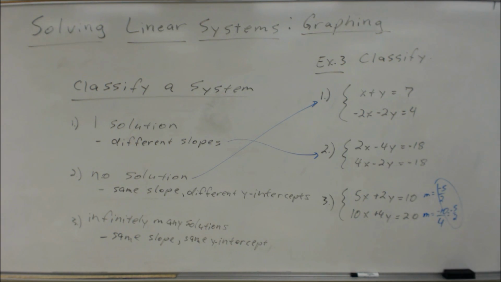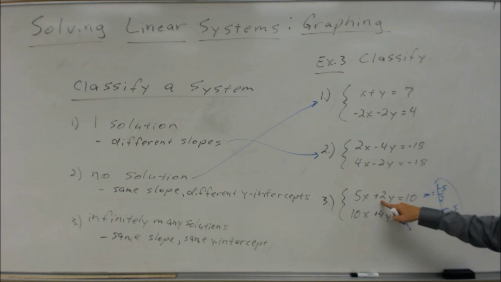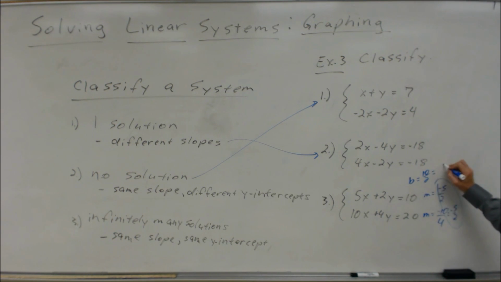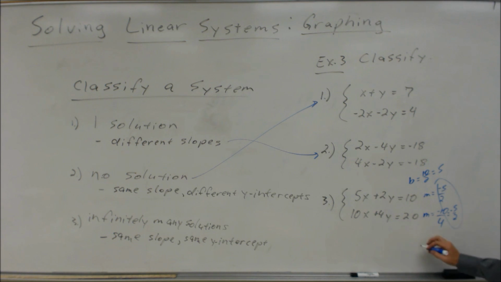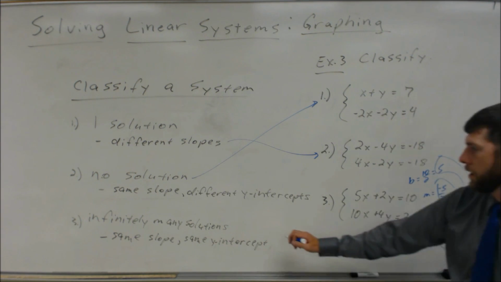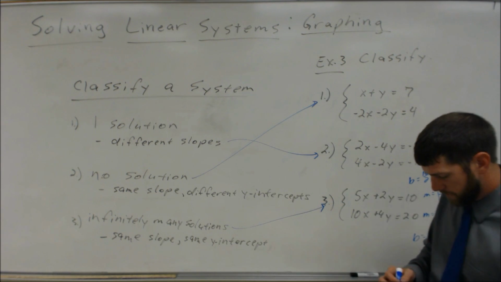So let's check the y-intercepts. Y coefficient into the constant. So b is 10 over 2, which is 5. Here, the y-intercept, y equals mx plus b, is going to be the constant over 4, which is, again, 5. We can see that the y-intercepts are the same. So same slope, same y-intercept, infinitely many solutions.